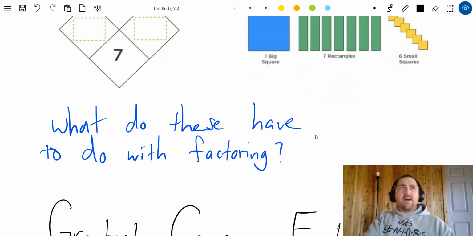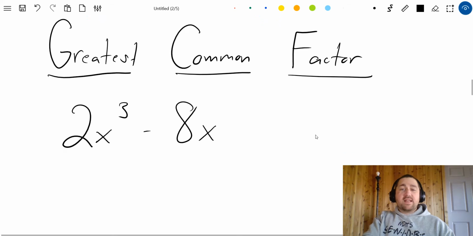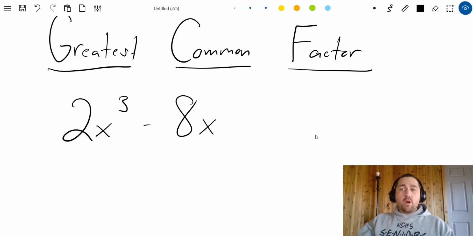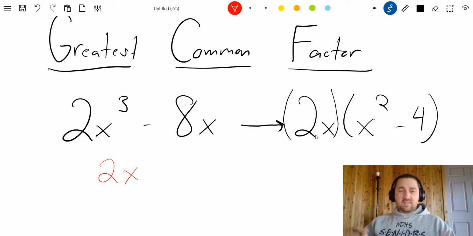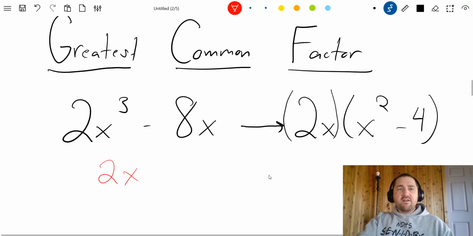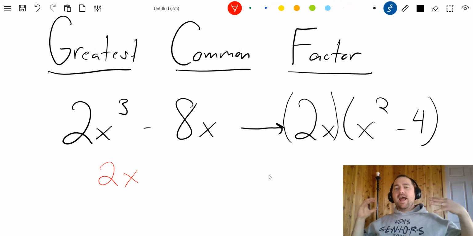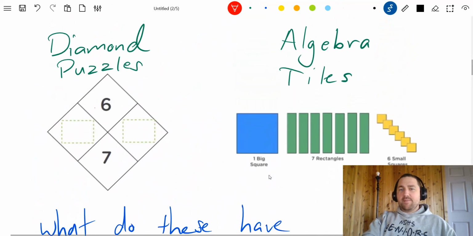And the reason why that question seems like such a natural one, right, is because we have looked at greatest common factor factoring, where we take an expression like 2x cubed minus 8x, we say, oh, well, those have a greatest common factor, which would be 2x. And then we've learned how to factor this expression into 2x times x squared minus 4, right? This is this first type of factoring that we've learned. And this doesn't seem to have much in common with algebra tiles and diamond puzzles.